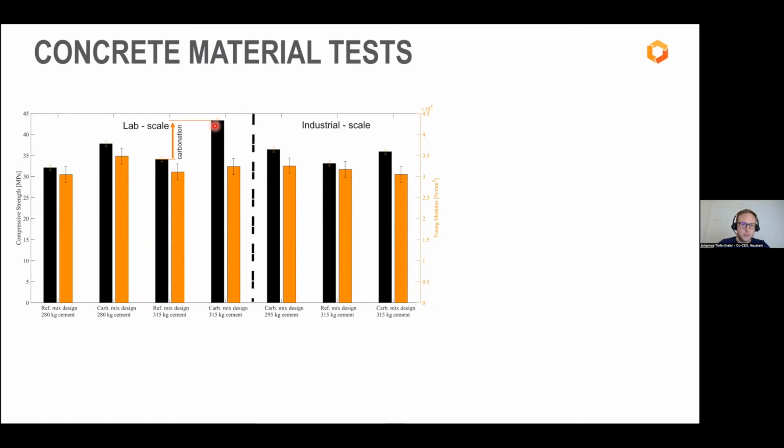That's actually good. So what we could do in these tests is reduce the cement amount by about 10%. Then this is this mix design, and we still meet a similar performance as the reference mix design. And this clearly shows that we can not only keep the performance, but we can even improve the performance and avoid additional emissions. And we could also confirm that at industrial scale.